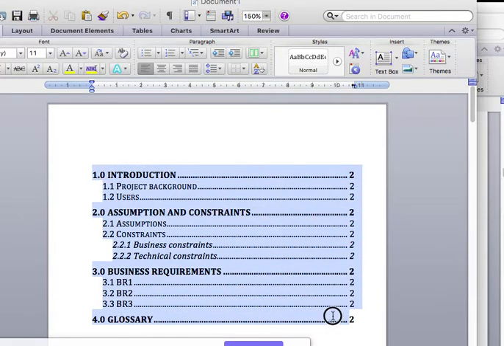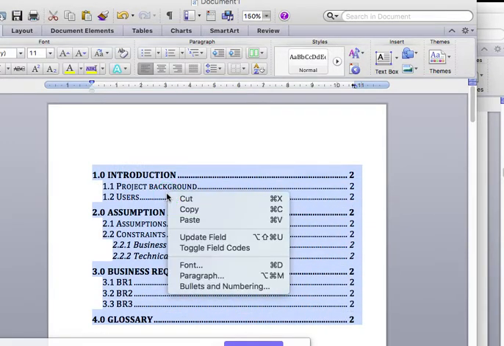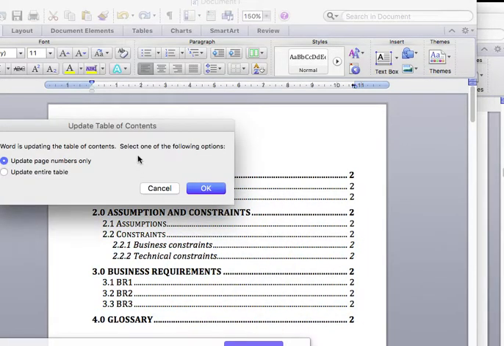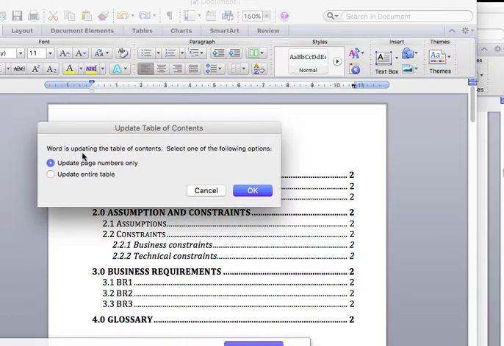You can just highlight and right click. You will see these options, update field and so on. So you go to update field. Always remember, you will get this option: Word updates, update the page numbers only or update the entire table. Always use update the entire table, because if any heading or content has changed, this will automatically get updated, rather than just updating the page number, which doesn't make sense. If some headings have changed or been deleted, they will not be included if you just update the page numbers, right? So as a rule, you update the entire table.